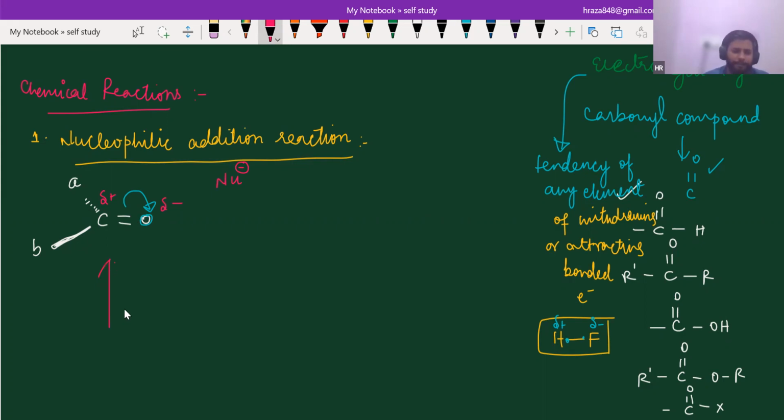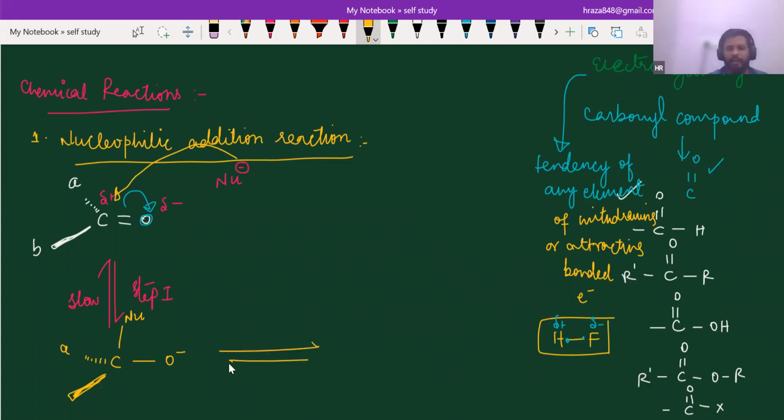Now what will happen here? This is the first step and it is basically the slow step. Step 1 is slow. Now see what will happen. When oxygen takes electron from carbon, it will have a negative charge. Since oxygen has taken electron from carbon, carbon will have a positive charge, and this nucleophile will attack the carbon to satisfy the carbon in this way. So this is the first step, and then comes the second step, which is fast.